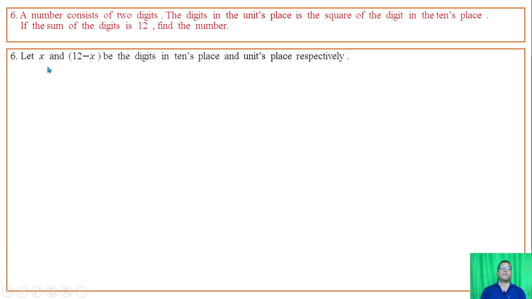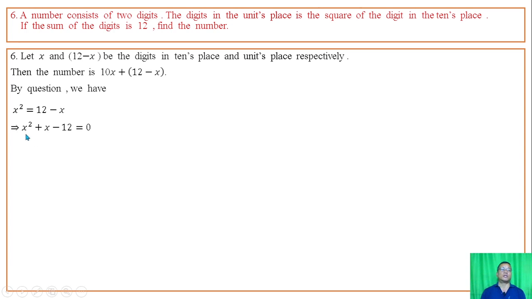The tens place digit is x, and the units place digit is 12 minus x. Then the number is 10 times the tens place digit plus the units place digit, which is the required number. By question we have x square equal to 12 minus x, and we have a quadratic equation in the variable x.